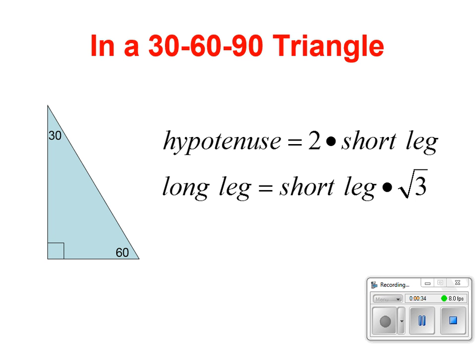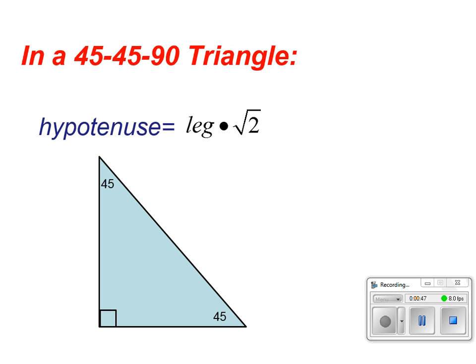We remember that in a 30, 60, 90 triangle, the hypotenuse is equal to 2 times the short leg. We should know that the long leg is equal to the short leg times the square root of 3. Okay, and then the shortcut for the 45, 45, 90 triangle is the hypotenuse is equal to the leg times the square root of 2. Now remember, in a 45, 45, 90 triangle, we have an isosceles triangle, so both legs will be congruent.